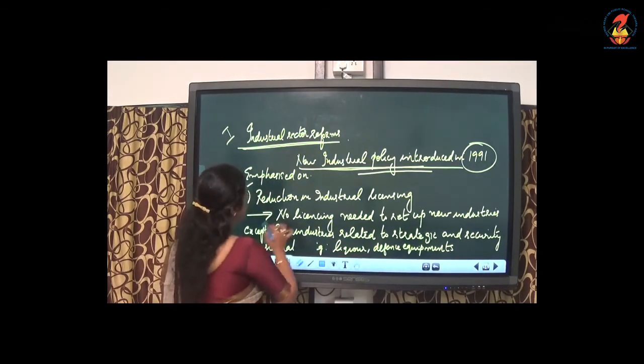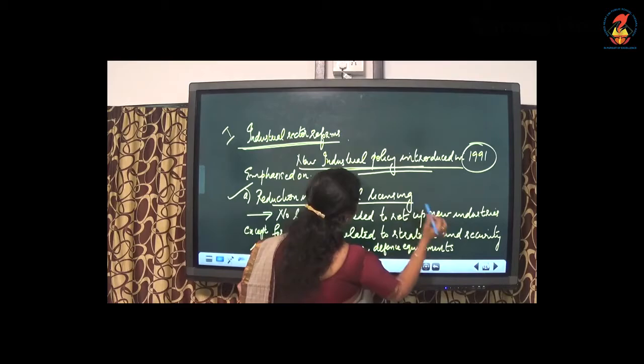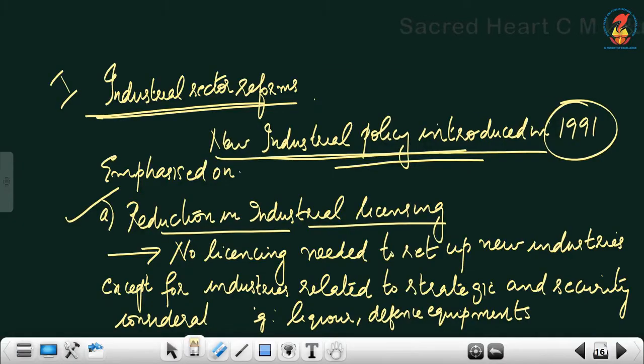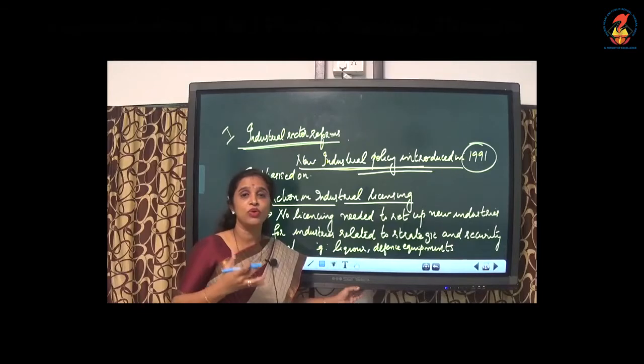Point number A, reduction in the industrial licensing. Now, remember what all things you have learned in the second chapter. Government introduced the Industrial Licensing Act. In that, each and every industry can start only with a license from the government. In order to expand their branch, they have to get a license from the government to produce diversified products.